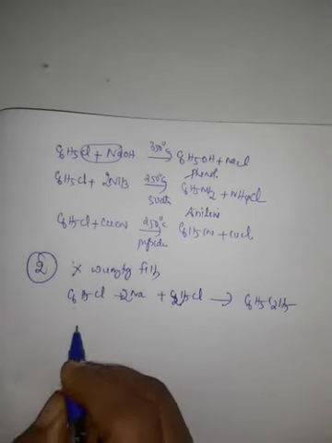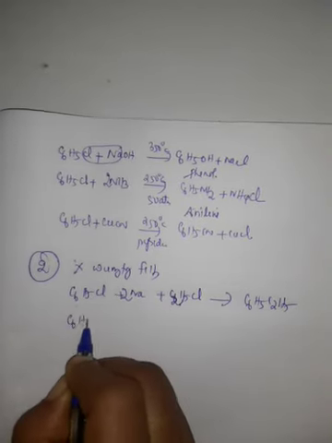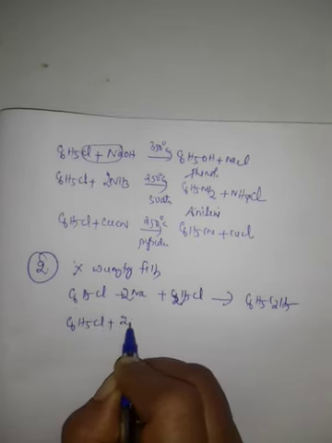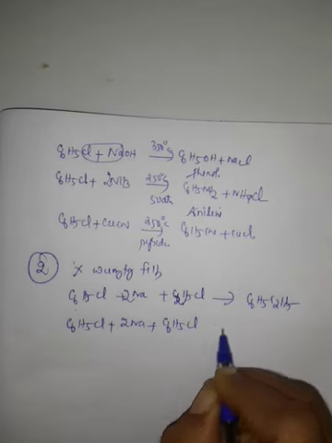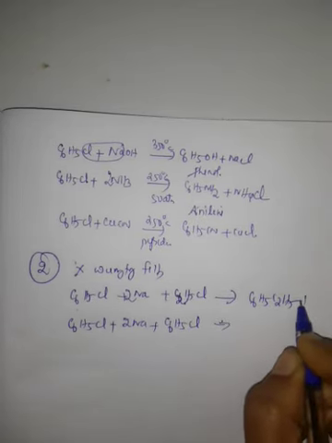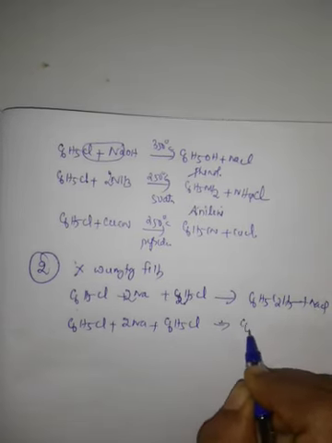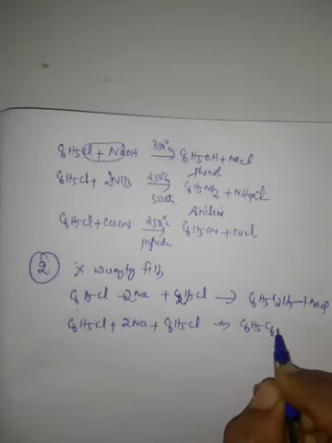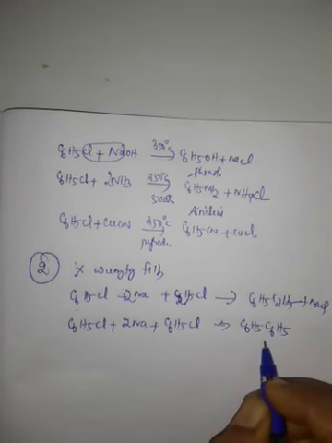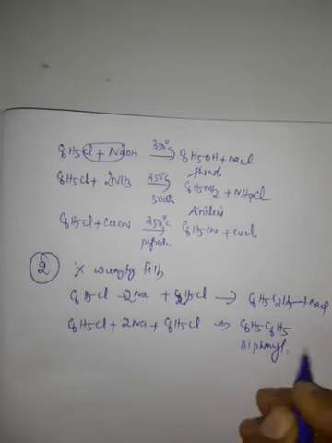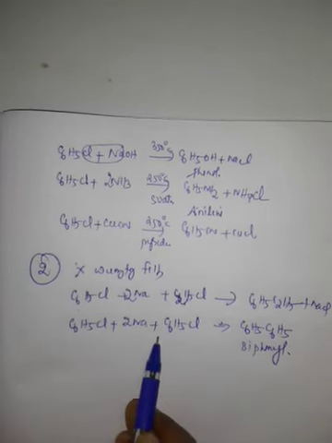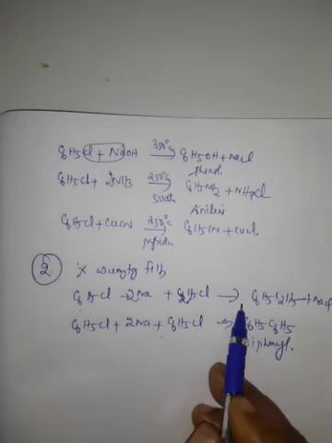Next, the Fittig reaction means both are chlorobenzene: C6H5Cl plus 2Na plus C6H5Cl, NaCl removed, giving C6H5-C6H5, biphenyl. This is called the Fittig reaction.